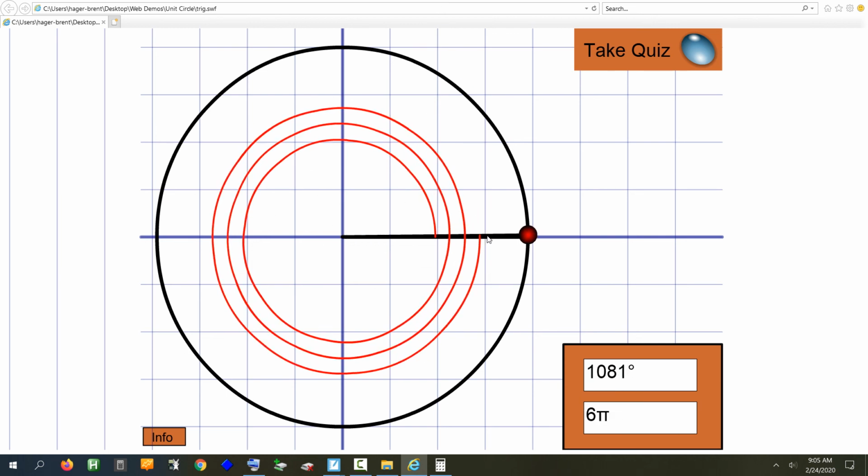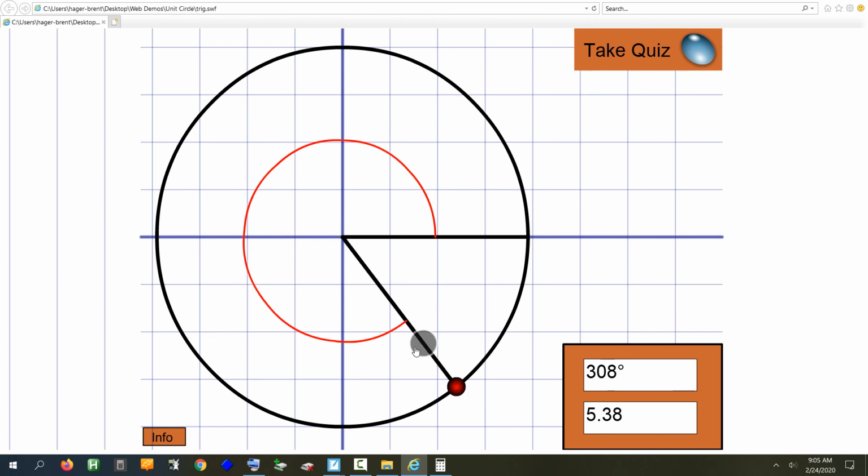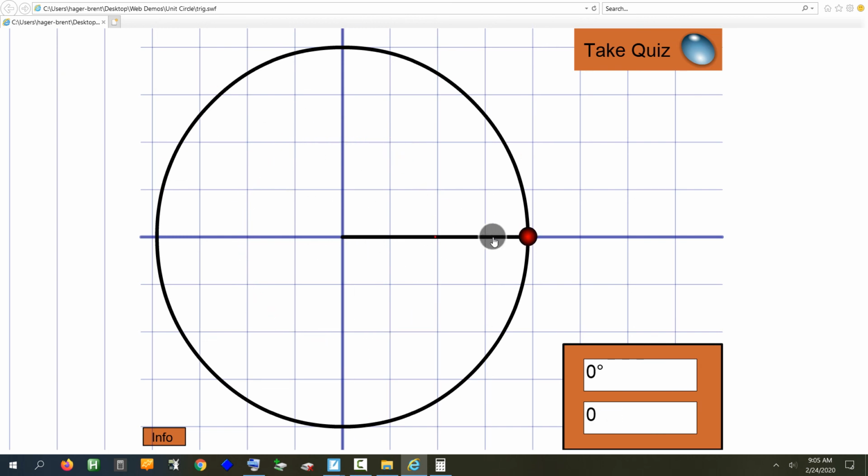Roughly, that's 1080. Look at where it stopped. It's to the right. We've gone around a bunch of times, but we don't care about that. It's to the right. So let's go back as many times as we can and still stop on the right. But that's the same angle.